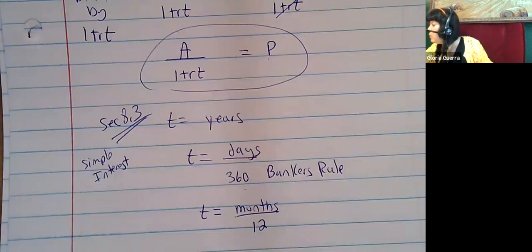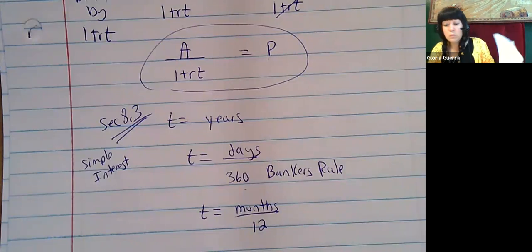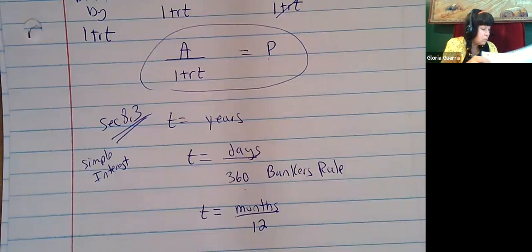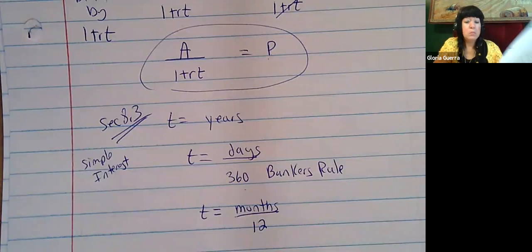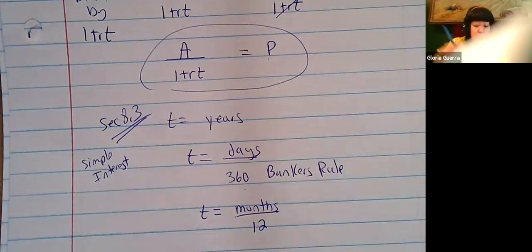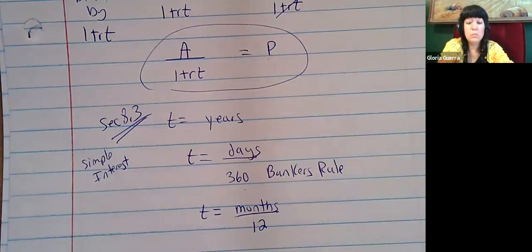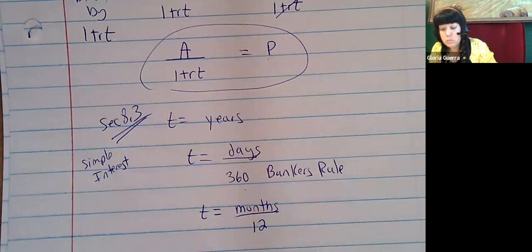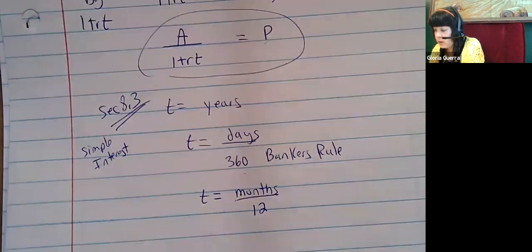So I want to do some examples. On your test, you're not sure which example you're randomly going to get selected. You don't know if you're going to get the years or the days or the months. So I just wanted to show you some examples of that.